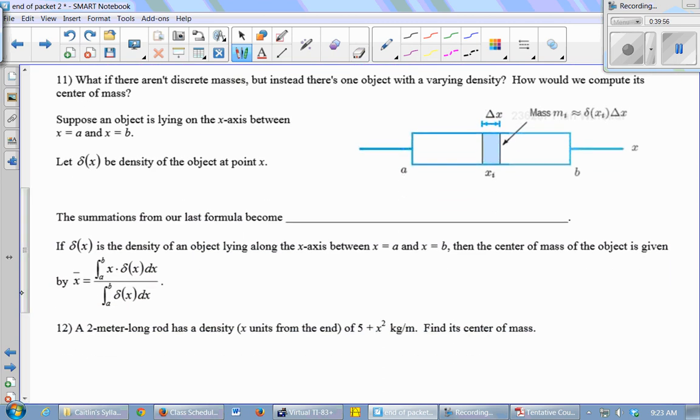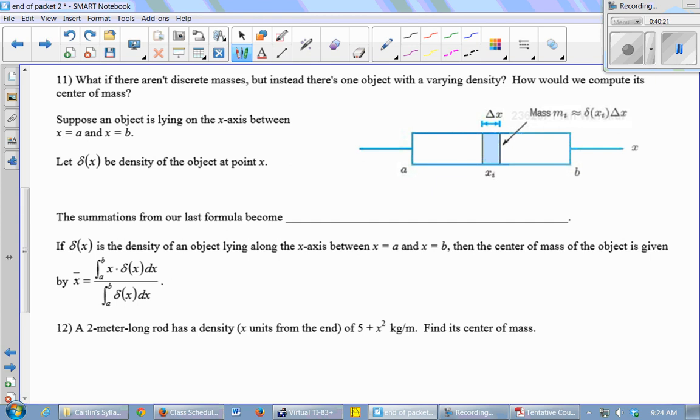Okay, so the question is, though, what if the masses on your seesaw aren't discrete, right? But instead you just have one object, like it's just one seesaw, one long plank, but it has varying densities along this one plank. How would you compute its center of mass?